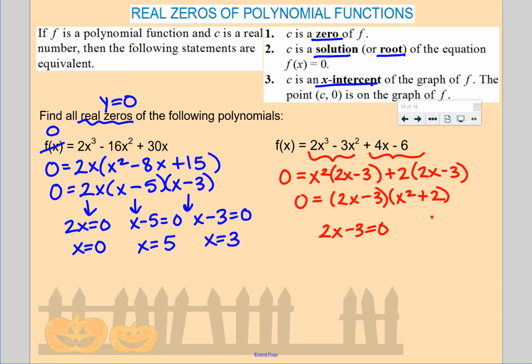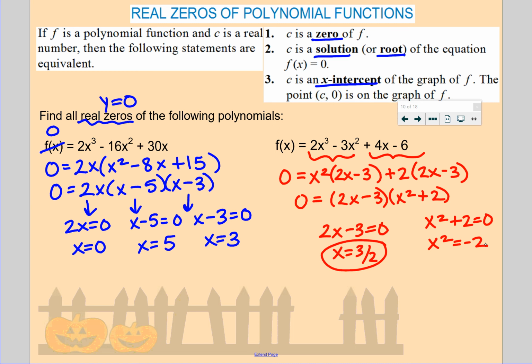2x minus 3 equals 0. x squared plus 2 equals 0. The first one, add 3, divide by 2, 3 halves is my first solution. The second one, I have a single x, so I can solve using square roots. Subtract 2, x squared equals negative 2. Then I can take the square root.